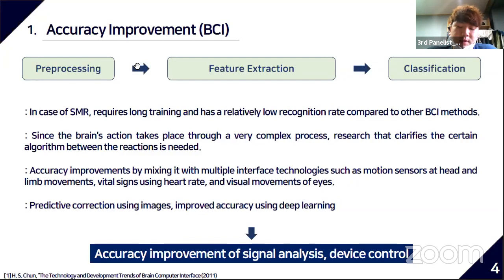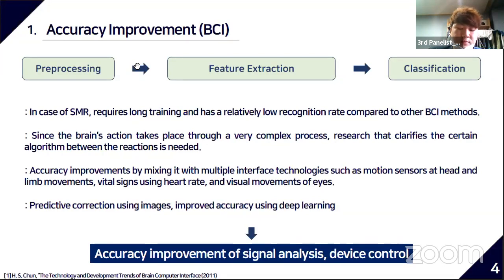Since the brain's action takes place through a very complex process, research that clarifies the certain algorithm between the reactions is needed. To analyze brain activity, as we talked about already, the brain-computer interface recognizes brainwave stimuli, pre-processes it, performs feature extraction, and orders input-output devices after the classification process is performed. It is natural that errors occur because there are several processes, but high accuracy is required to be widely used. Fortunately, most studies so far have high accuracy, around 80 percent, but there is still a need for improvement.